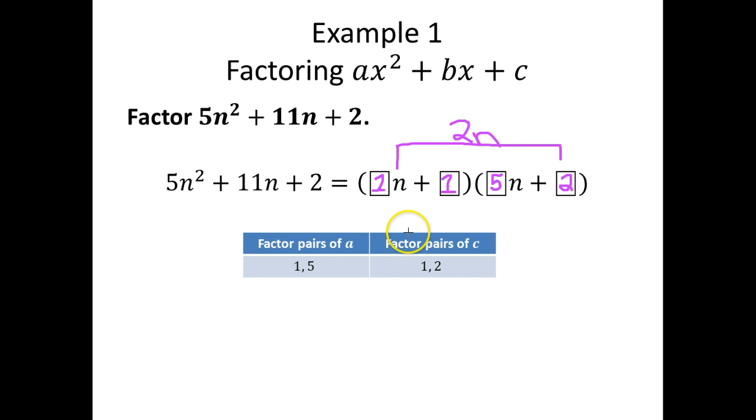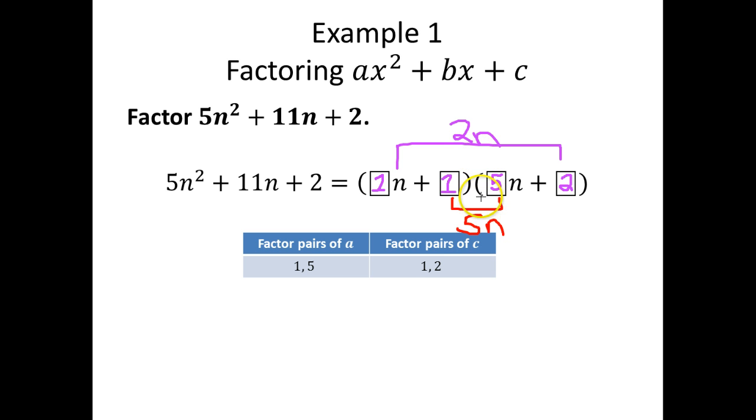Okay, so let's say that in order to finish FOILing, I already have my first product, my outer product. Now let's look at the inner product. 1 times 5n ends up giving me 5n. So I'm going to get a polynomial that has 2n and 5n in it together, so I need to combine like terms.